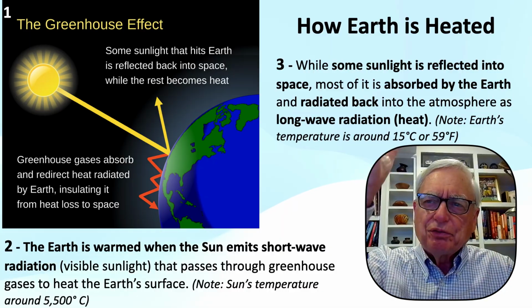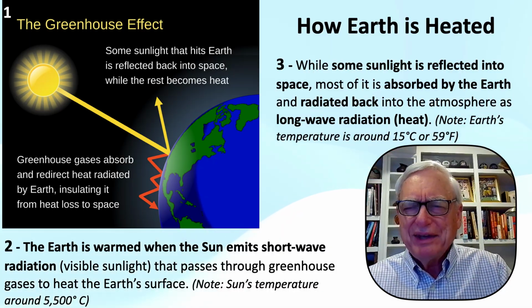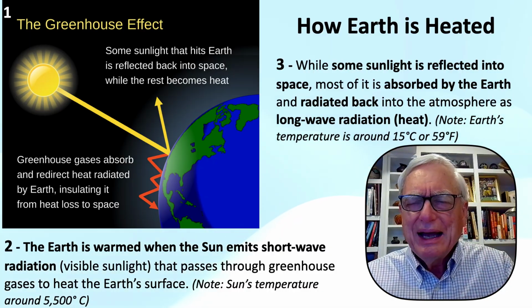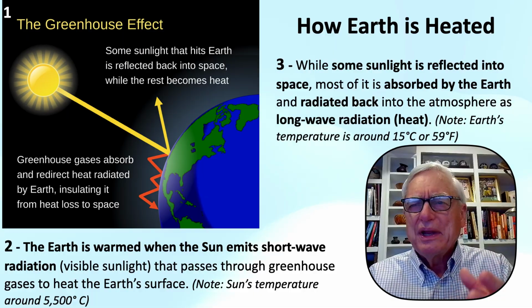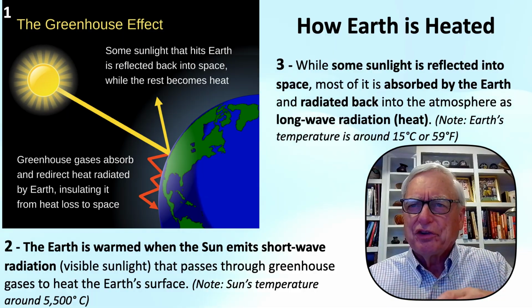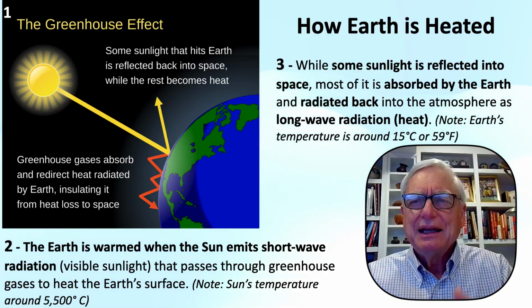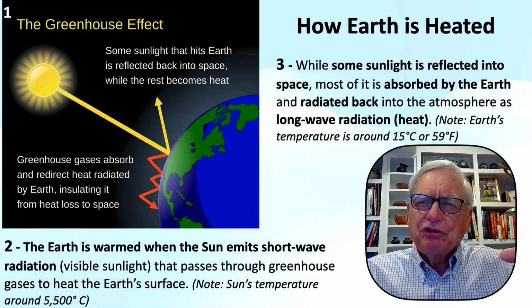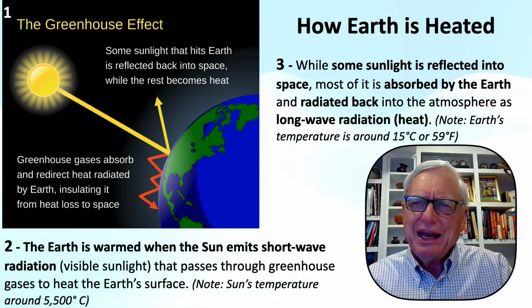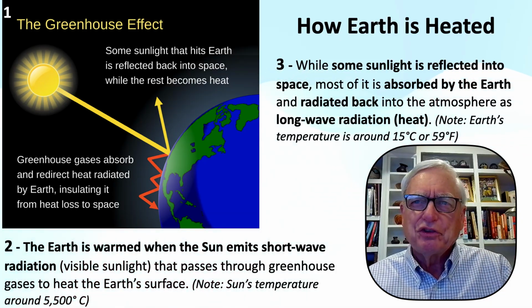Now, some of it gets reflected directly back into space, and that mostly happens over areas covered with snow and ice and white surfaces, called the albedo effect. But most of it gets absorbed into the Earth's surface, and that could be over land, over water, etc.